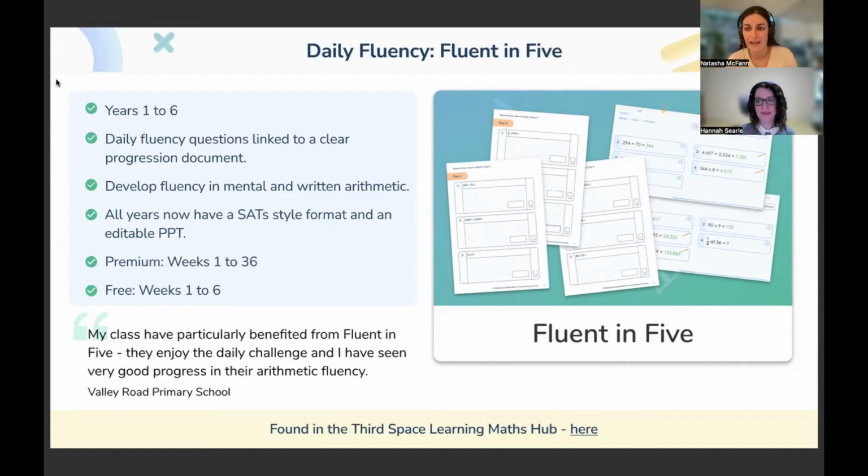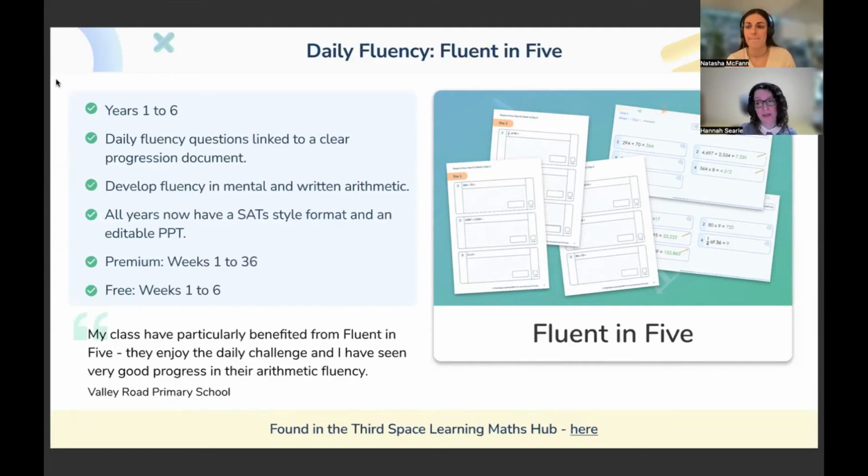Hannah, I was going to ask, so when I'm speaking with teachers about Fluent in 5, they often tell me that they use this as a starter activity. I think that's a really common way to make use of it. Are there any other ways that teachers tend to make use of it, or anything you can recommend outside of a starter activity? Again, as I said, you are the expert in your classes, so you will know how you think your pupils will access this best.